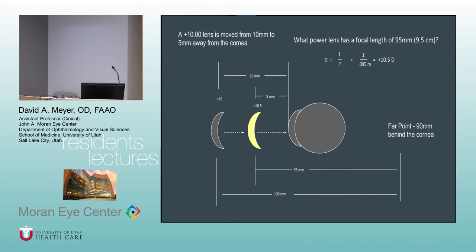Okay? Because if you're a hyperope, when you bring glasses closer to you, it essentially makes them weaker. That's essentially what they're doing. And so to compensate for that, you have to make the glasses stronger.